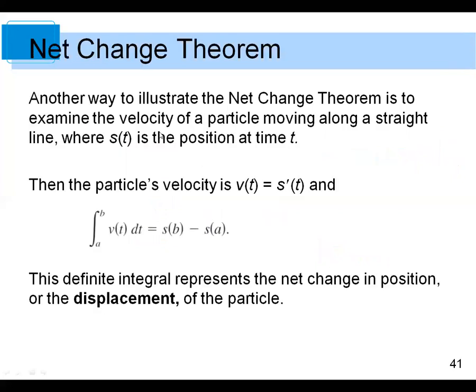Okie doke. Another way to illustrate the net change theorem is to examine the velocity of a particle moving along a straight line where s of t is the position at time t. Then the particle's velocity is v of t, which is the derivative of position. So the definite integral of velocity from a to b is equal to the position at b minus the position at a, which is the displacement or the net change in position, which is not the same as the total distance traveled.